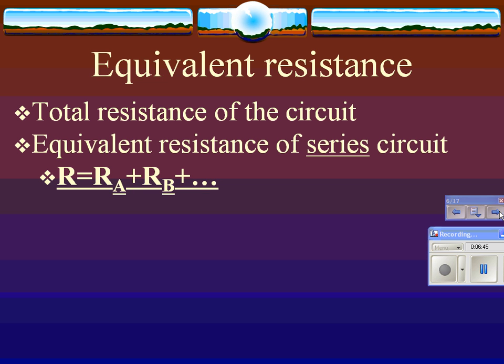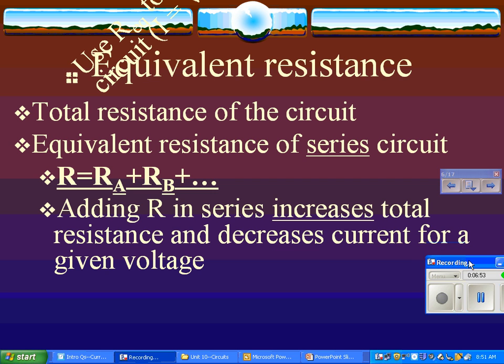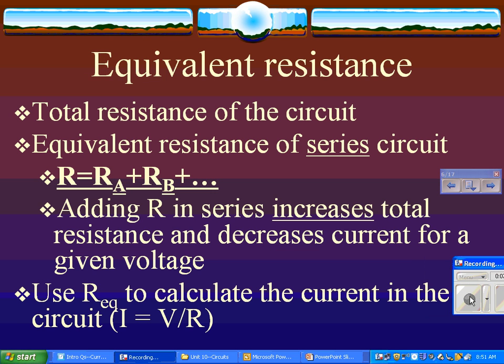What you might notice then is if you add a resistor in series, what you have done is you have increased the total resistance of the circuit. Whenever you add a resistor in series, the total resistance goes up, which means the total current goes down. That's pretty cool. So again, whenever you add a resistor in series, the total resistance goes up and the total current goes down.